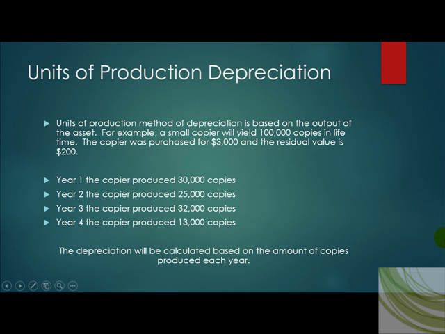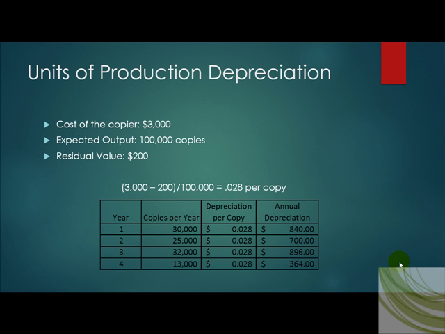Units of production depreciation. This method of depreciation is based on the output of the asset. For example, a small copier will yield 100,000 copies in a lifetime. The copier was purchased for $3,000, and the residual value is $200. In year one, the copier produced 30,000 copies. In year two, 25,000 copies. Year three, 32,000 copies. And in year four, 13,000 copies were produced. The cost of the copier is $30,000.